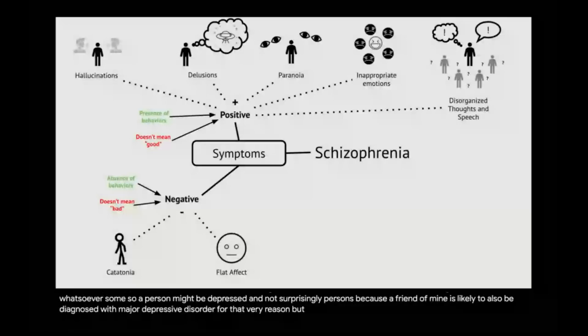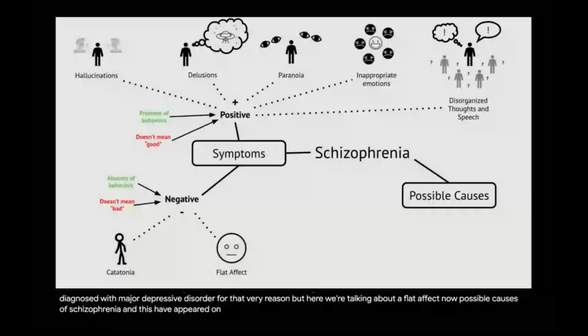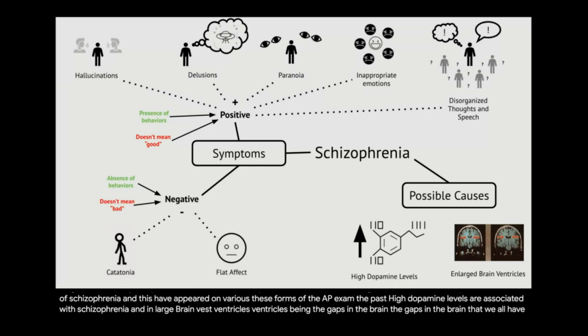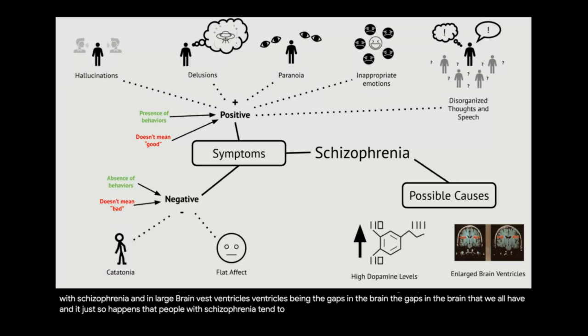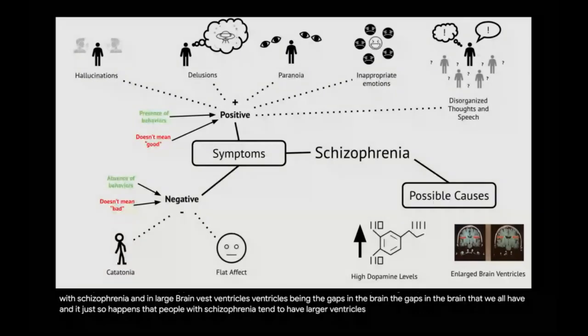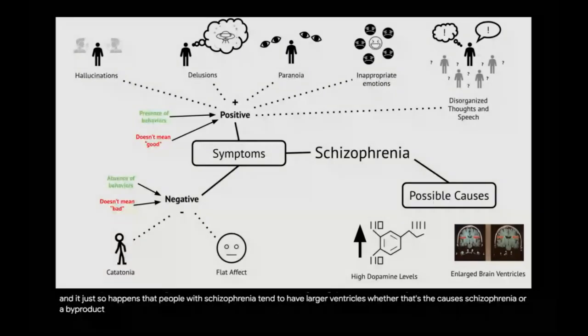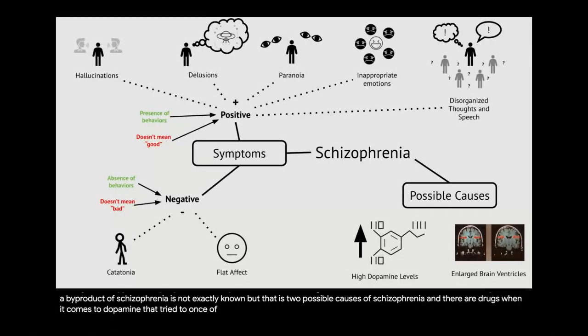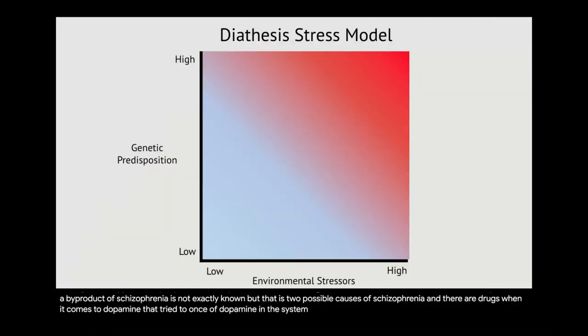Now, possible causes of schizophrenia, and these have appeared on various forms of the AP exam in the past. High dopamine levels are associated with schizophrenia, and enlarged brain ventricles, being the gaps in the brain that we all have, and it just so happens that people with schizophrenia tend to have larger ventricles. Whether that's the cause of schizophrenia or a byproduct of schizophrenia is not exactly known, but that is two possible causes of schizophrenia. And there are drugs, when it comes to dopamine, that try to reduce the amounts of dopamine in the system, which we'll talk about later on.